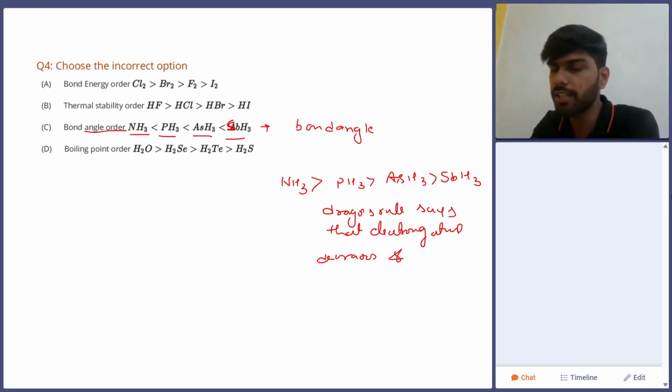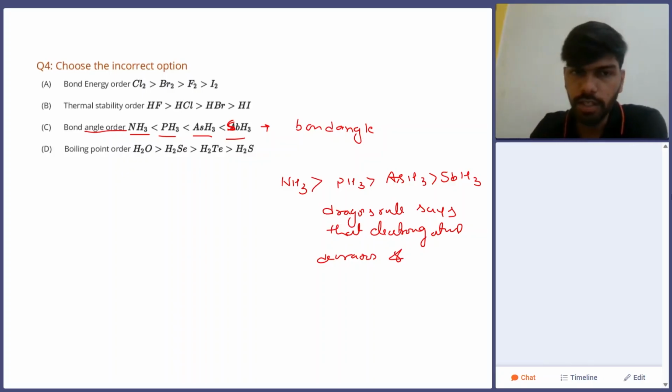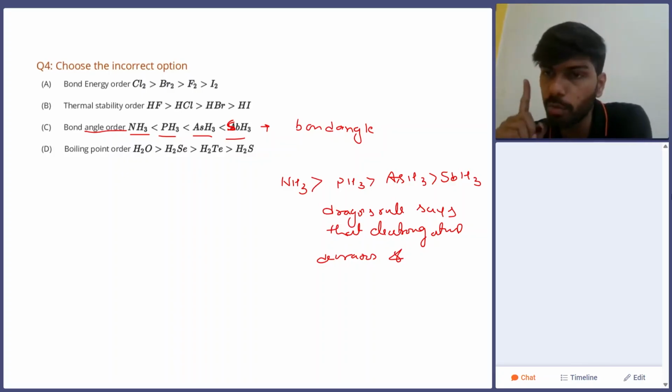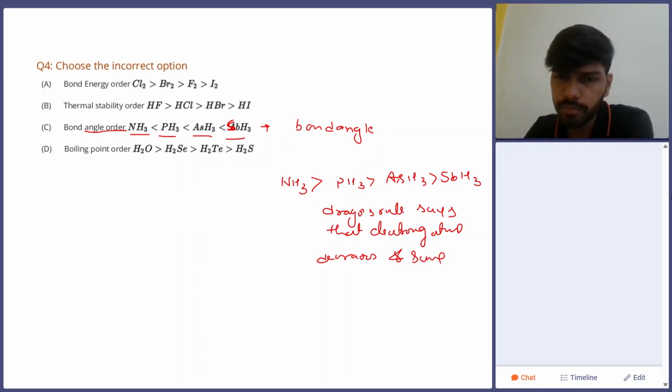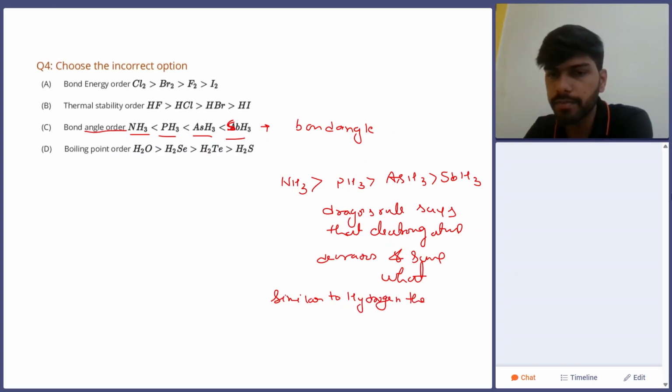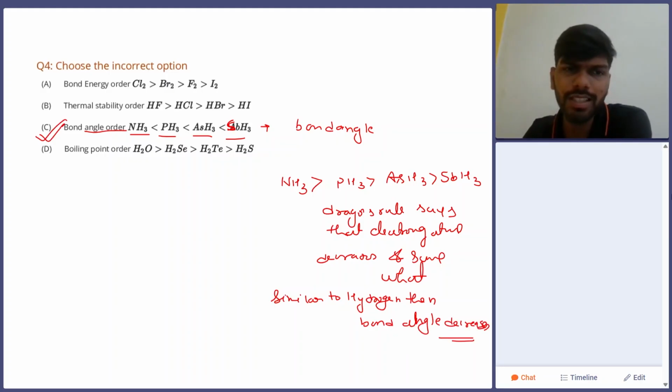And if you remember the bond angle condition, if side atoms are the same and central atoms are different, then the more electronegative atom has the larger bond angle. Out of that, nitrogen is more electronegative, so that's why it has a larger bond angle. Also, according to Drago's rule, electronegativity decreases, and if it is somewhat similar to hydrogen, then the bond angle also decreases. So option C is correct.